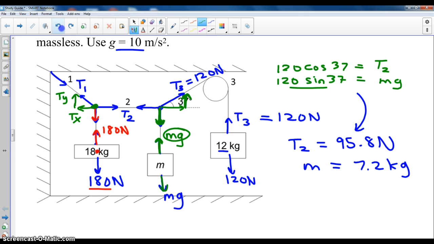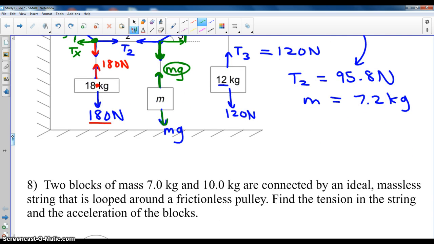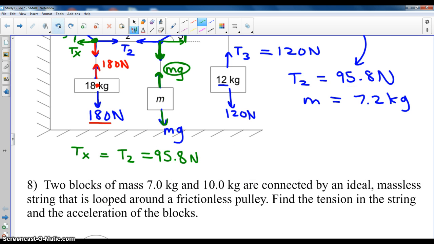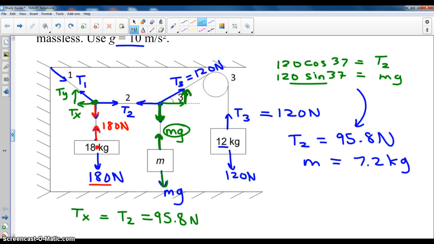Looking at this point now, Tx, the only leftward force, balances the only rightward force, T2. So Tx is equal to 95.8. And then we can also see that Ty, the y part of T1, balances the only downward force at the point, which is 180. So we've balanced the left and right at the point. We've balanced up and down at the point.